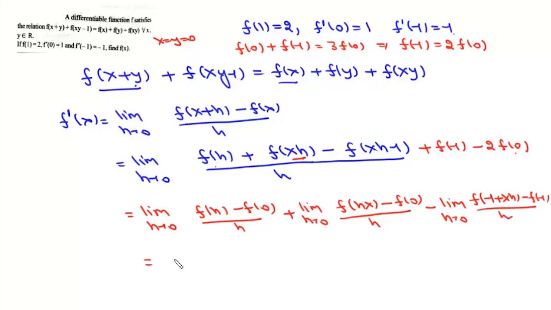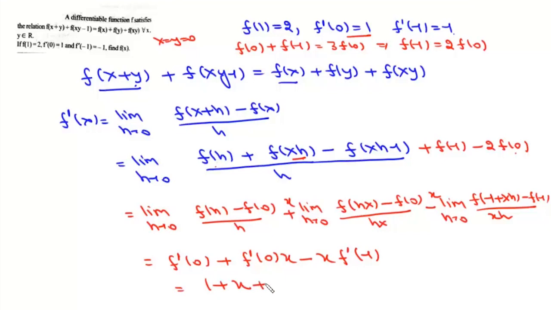Now this is f dash 0. Now here we'll multiply and divide everything with x. This again is f dash 0, so it will be f dash 0 times x, and minus here also we'll multiply and divide everything with x. Now this is the derivative of this function at minus 1, so this is x into f dash minus 1. Now f dash 0 is 1 and f dash minus 1 is minus 1, so it will be 1 plus x and plus x, so it will be simply 1 plus 2x.